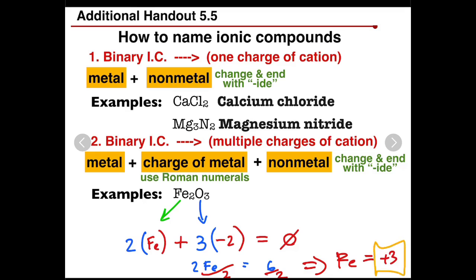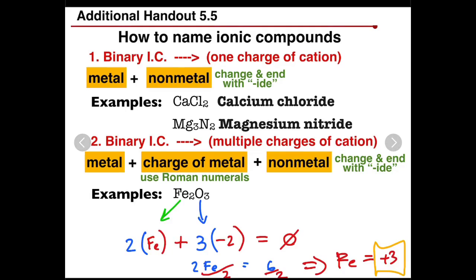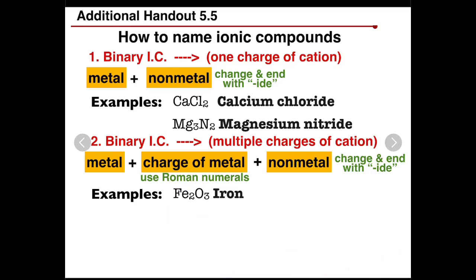How do we do that? You're going to use that +3 that we determined and write it as a Roman numeral, which is equal to 3. This Roman numeral right here is going to indicate the charge of the iron. It tells us that this ionic compound contains iron 3 plus. That's what the +3, or the Roman numeral 3, tells us.